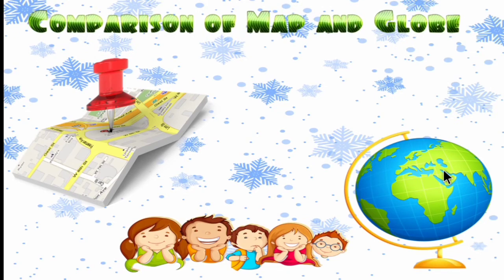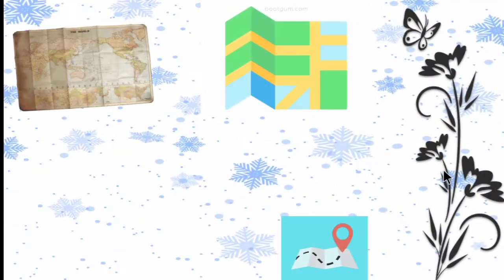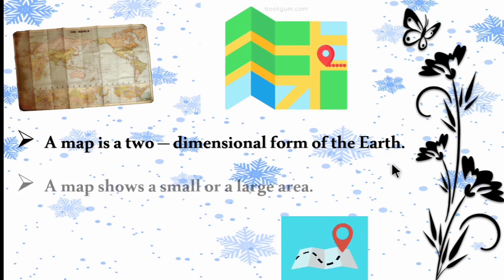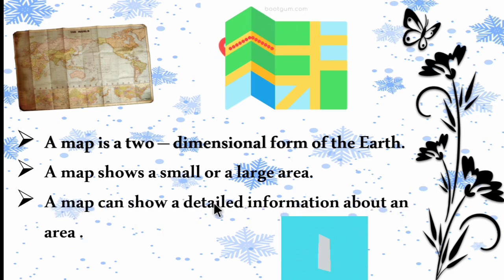So now let's see the comparison of a map and a globe. So comparison means the difference between the map and a globe. So let's see it. So first let's see about the map. A map is a two-dimensional form of the Earth. So map is a 2D image. The map shows a small or a large area. From the map we can get to know about the small area and also about the large area details. The map can show detailed information about an area.